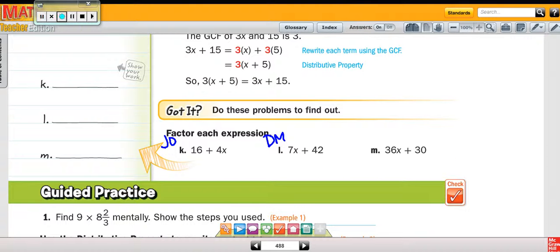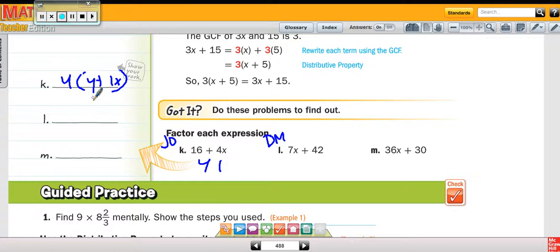Okay, Jacob is going to show us letter K. Talk us through what you did. Write as neatly as possible. 4 goes into 16 4 times, and 4 goes into 4x 1 time. So it'd be 4 parenthesis plus 1x and 4.